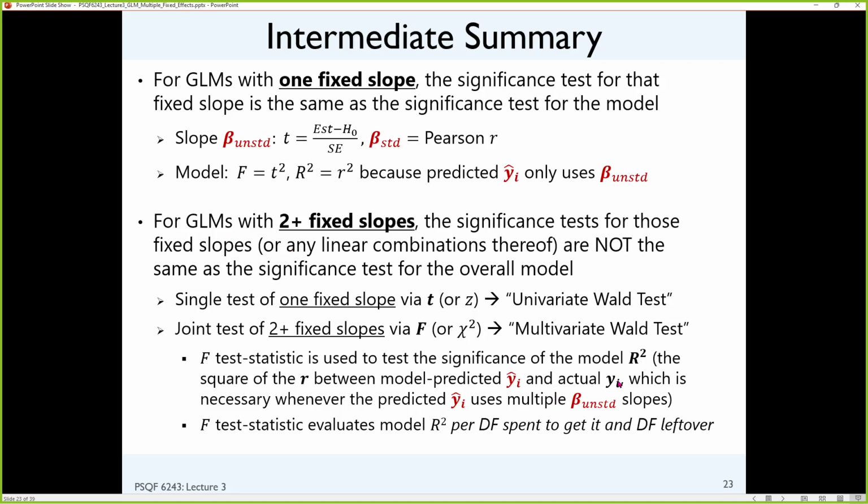So we end up with an effect size for how well the model works in predicting the outcome, which is R squared, and a significance test that goes with that effect size via F. And if we're not using denominator degrees of freedom, it would be chi-squared. So that happens in my other class, for example.